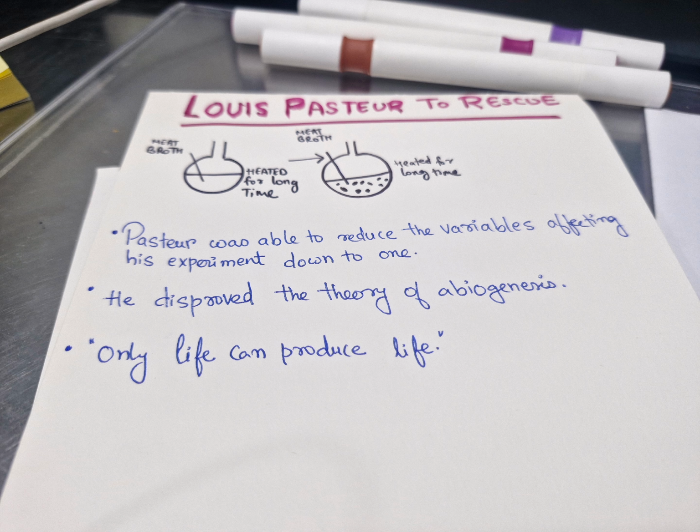So now comes Pasteur's experiment. Pasteur was able to reduce the variables affecting his experiment down to 1, the microbes in the air. He disproved the theory of abiogenesis with the theory of biogenesis, which states that only life can produce life. Now one question arises: where did the first living thing come from? The answer belongs to cell theory, which was developed by Robert Hooke.